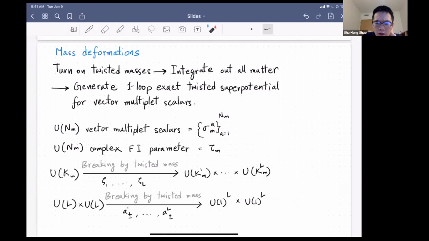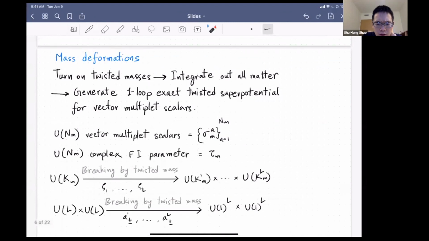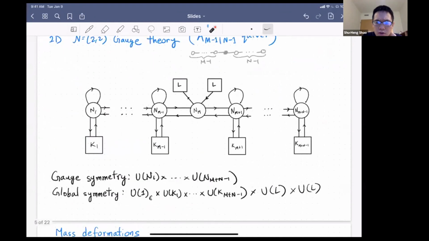What do N_I, M_I, and L correspond to on the other side? And all this K_I. What do N_I, K_I, and L correspond to on the other side? So I will actually make an exact correspondence between those two in a moment.